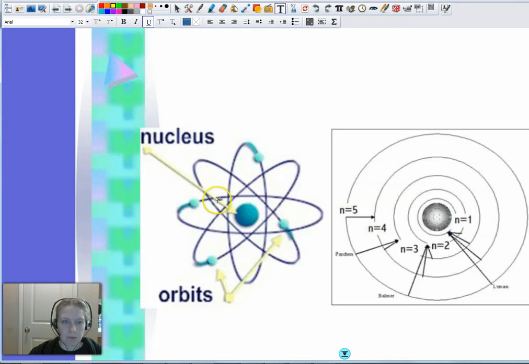This is what he envisioned with the nucleus and then the electrons moving around in their orbits. We have our orbits laid out in our concentric circles. N equals 1 would be the first energy level. N equals 2, second, third, fourth, and so on.